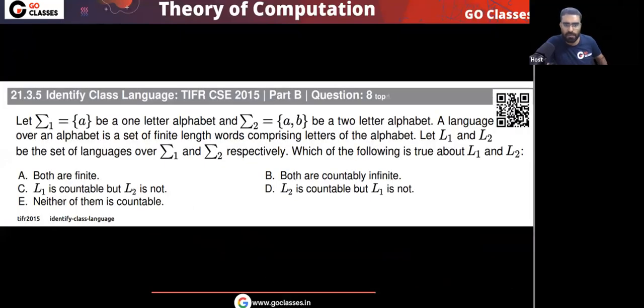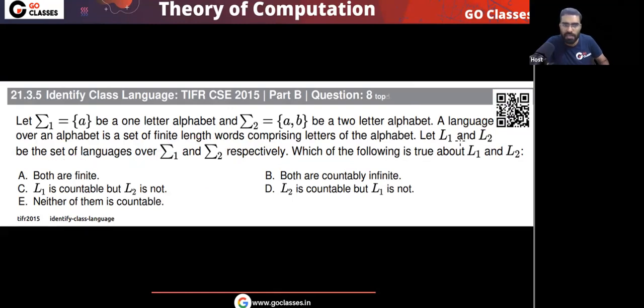Now let's solve this question. This is a TIFR Computer Science 2015 question. Tell me the answer for this question. Sigma 1 is given to you, that is a unary alphabet, a 1-letter alphabet. Sigma 2 is given to you, that is a binary alphabet. Now, a language over an alphabet is a set of finite length strings.